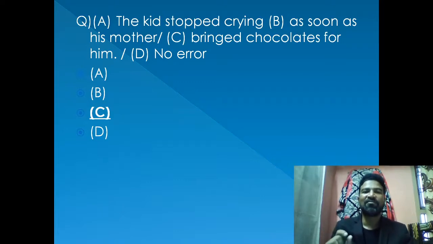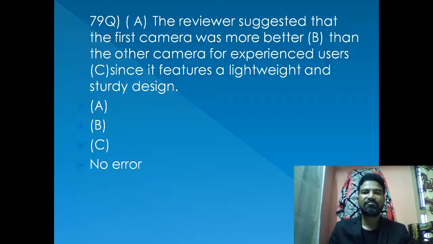We do not have such a past form of the word bring as bringed. Remember, the past form of bring is brought. So the kid stopped crying as soon as his mother brought chocolates for him. We never say bring. The error is in part C.